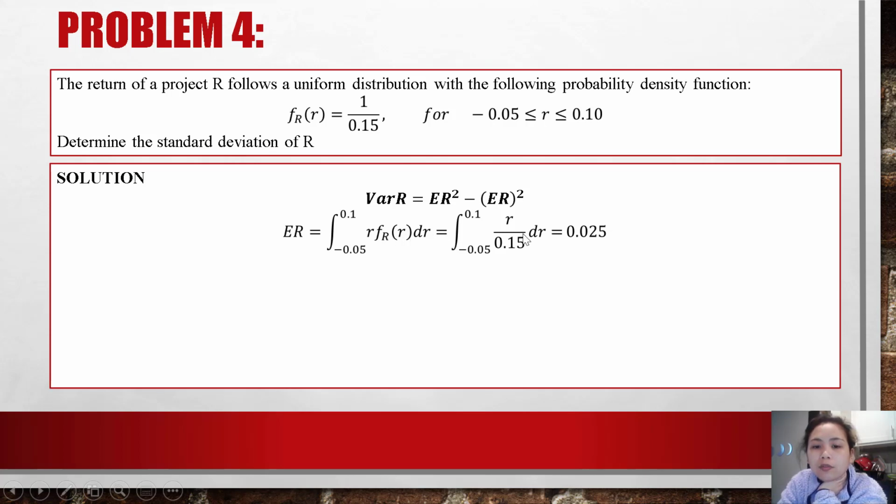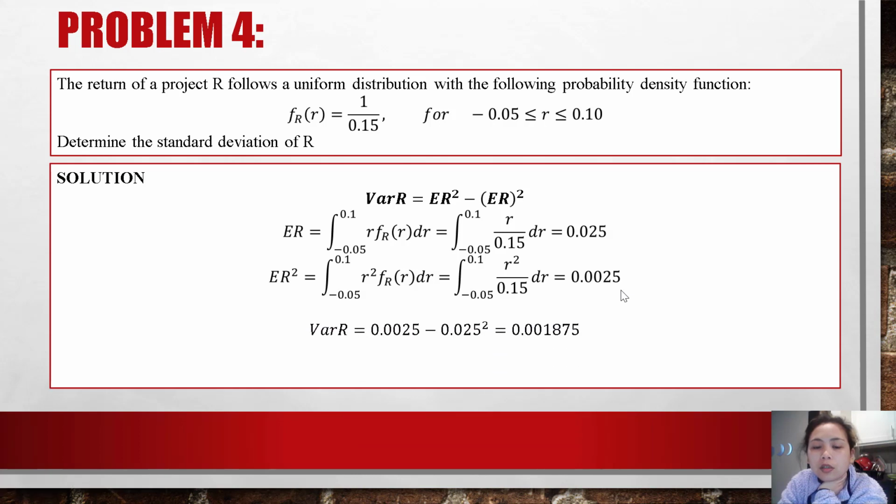So it should be r over 0.15 in the integration, and we get 0.025. This is a very basic integration. E[R squared] is the integral from -0.05 to 0.1 of r squared f_R(r) dr, and it should be 0.0025, and we get the variance. And then take the square root to find the standard deviation.